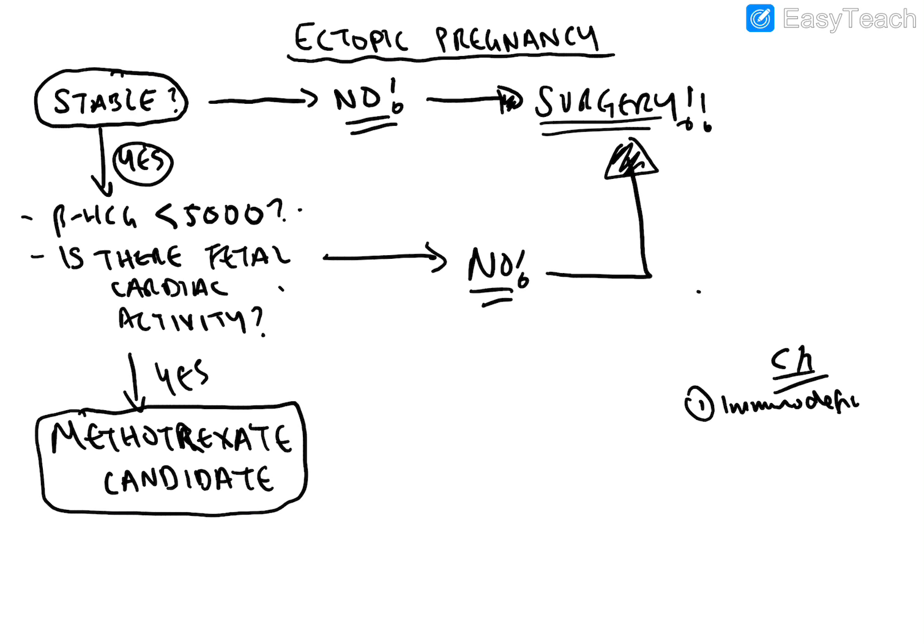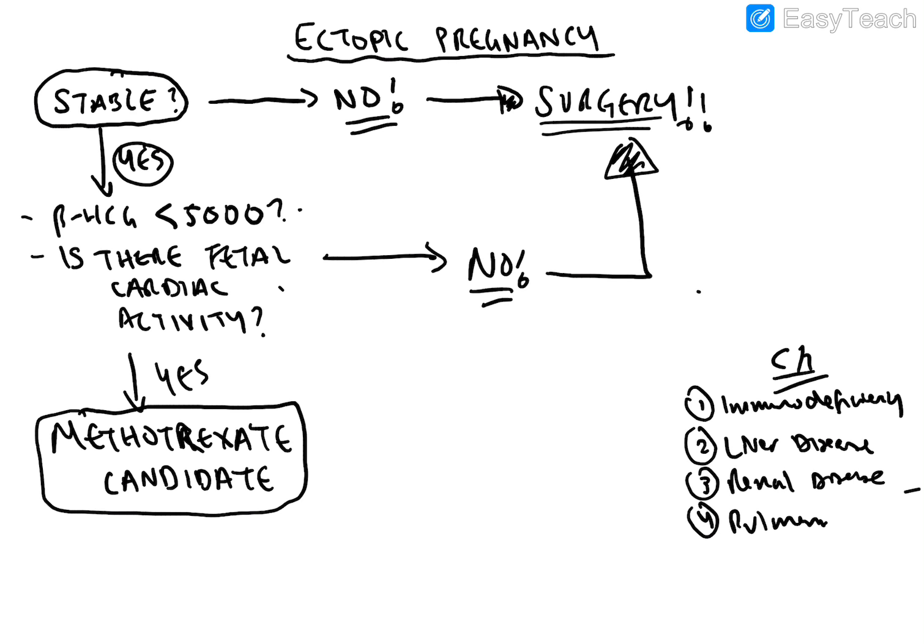immunodeficiency. So patients who are immunodeficient or immunocompromised, such as HIV patients. Does the patient have liver disease? Because methotrexate is metabolized by the liver, and a side effect of methotrexate is hepatotoxicity. So if a patient has liver disease and you give them methotrexate, it can acutely worsen their liver function. Another contraindication is renal disease as well, and pulmonary disease. Methotrexate can cause pulmonary fibrosis.